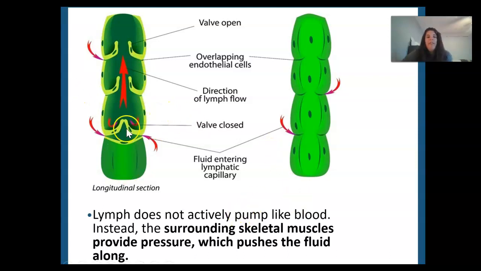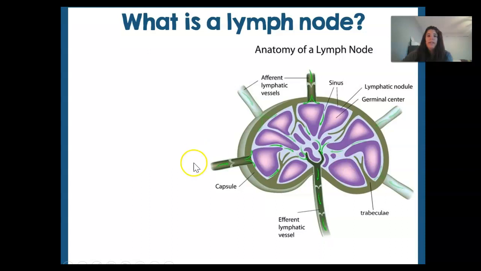So once we have the lymph in these vessels, then we want to deliver it to the next structure of the lymphatic system, which are lymph nodes. So what is a lymph node? Here's kind of what a lymph node looks like. So here's one of those lymphatic vessels. There's one here. There's a couple up here.